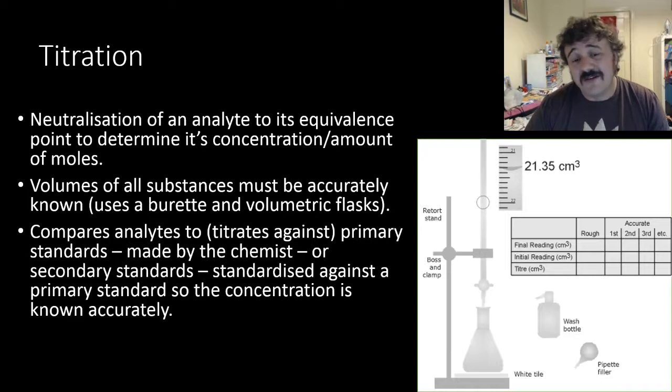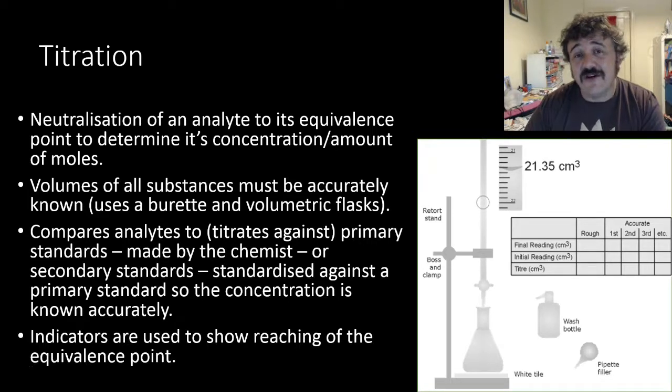So, with a titration, we compare a primary standard, which is made by the chemist, or a secondary standard. Now, these are not made by the chemist, but you work out how accurate they are. You work out their precise concentration using a primary standard. We'll get to this in a minute. So we compare our analytes to primary standards or secondary standards, and this allows us to know the concentration accurately. And this is how we work it out.